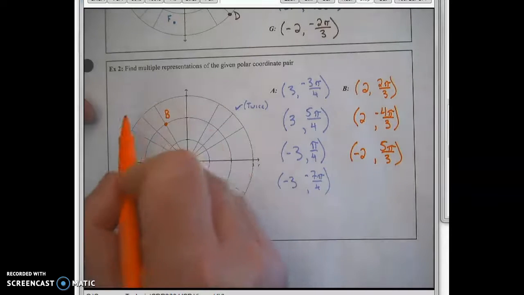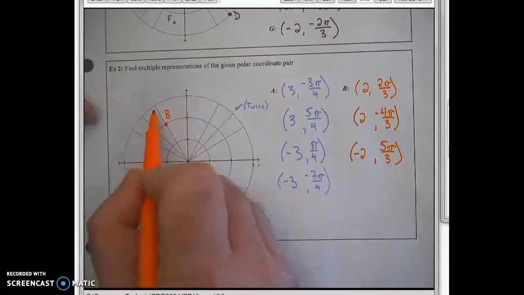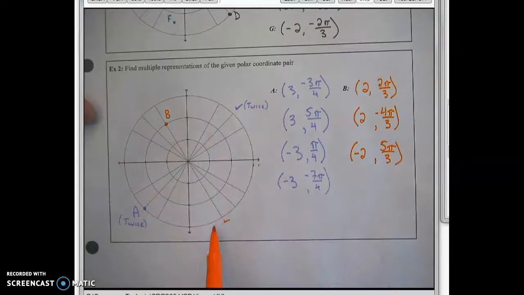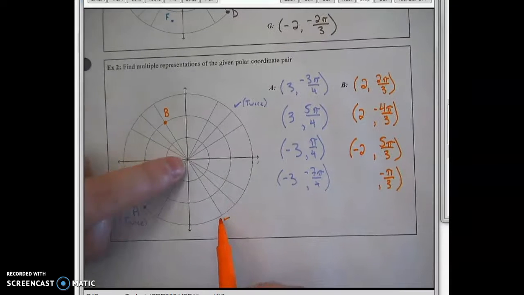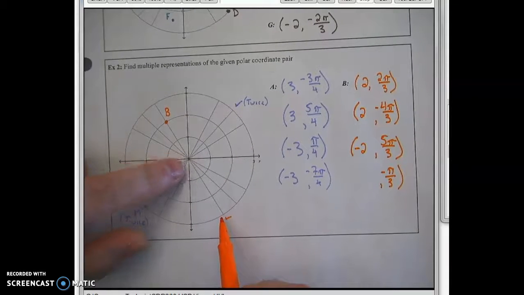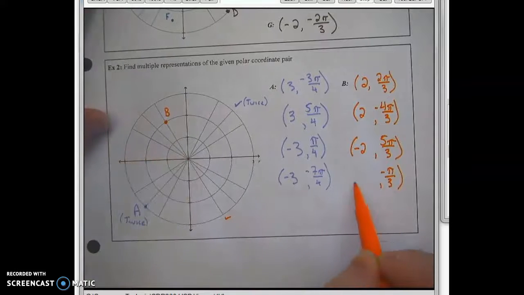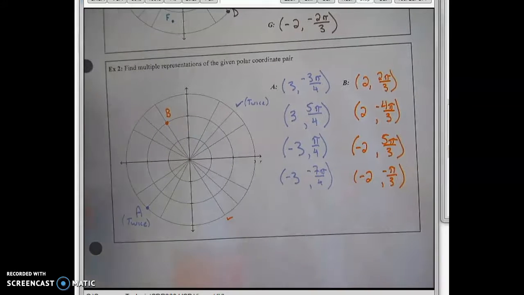So we rotated positively here, negatively there. We rotated positively here. Now we need to rotate negatively there. So that's negative pi over 3. Negative pi over 3 is here. The origin is there. I want to go away from my angle, which means I need a negative radius.